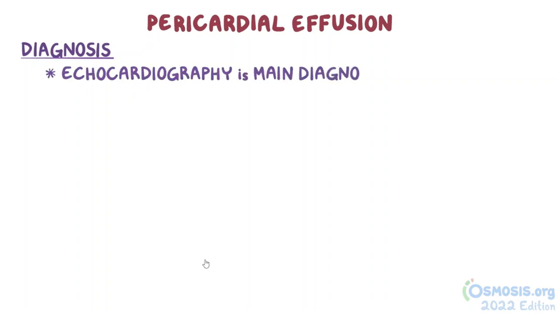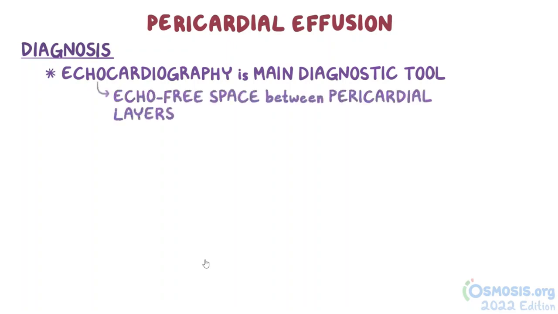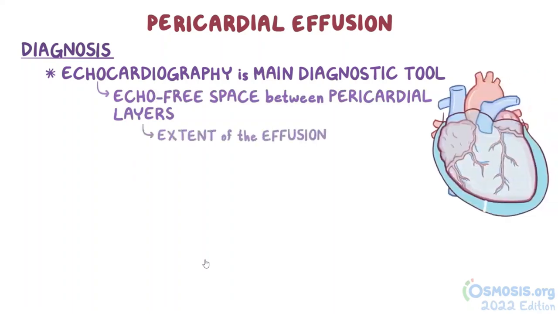Echocardiography is the main diagnostic tool used in the evaluation of pericardial effusion, showing the excess fluid creating an echo-free space between the two pericardial layers. Echocardiography gives a very clear picture also on the extent of the effusion, which is directly proportional to the separation between the layers. The effusion can be small, moderate, or large.